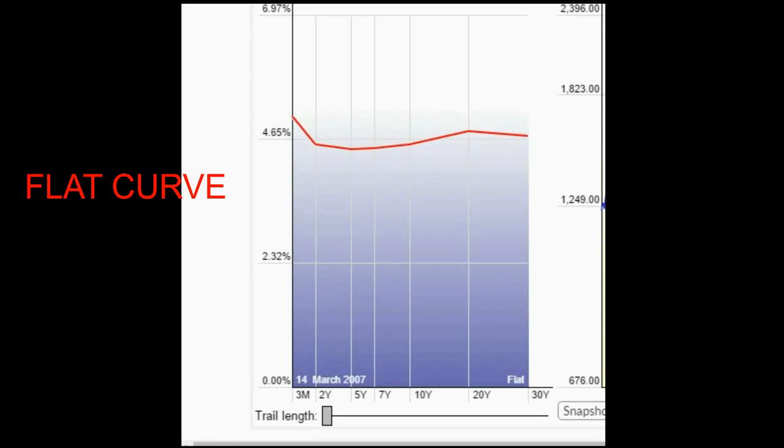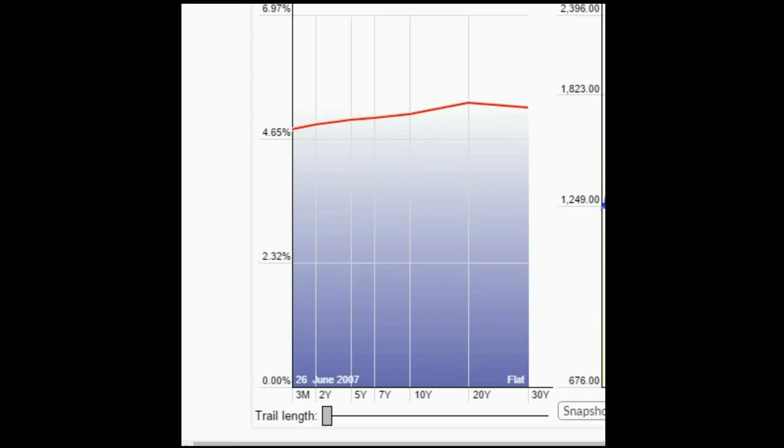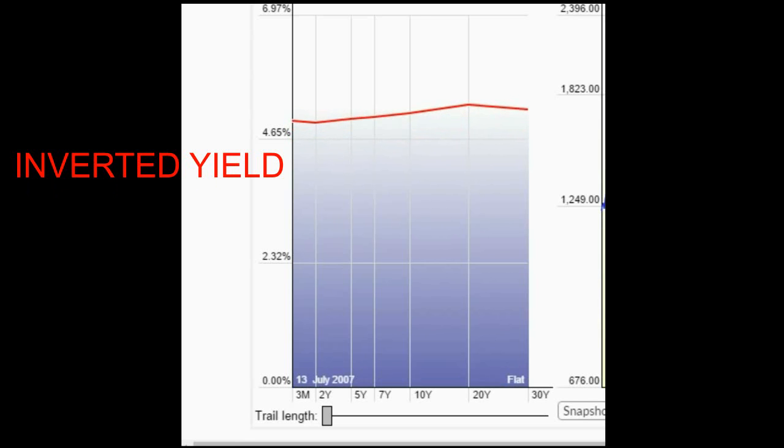But it's normalized. It's more normalized than it is now. It's up around 4.65% across the board between short-term and long-term. Even the 30-year is only slightly higher. Now, if you notice in around June and July of 2007, it's very, very flat. And it has been just before the financial crisis.